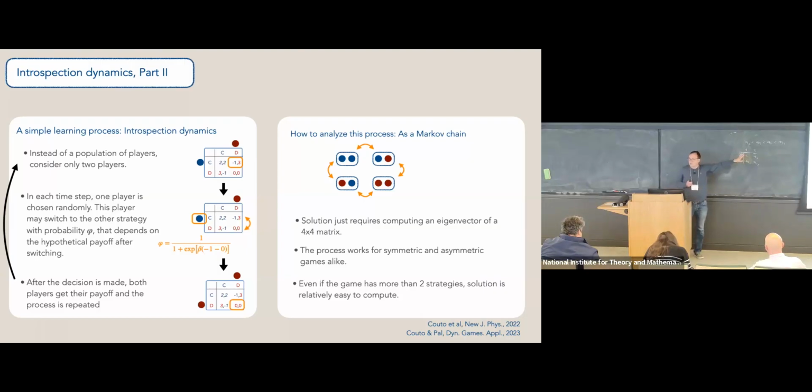It's quite similar to the pairwise comparison process, for people who know that. The advantage is that the pairwise comparison process scales with population size. So if you want to do a Markov chain there, it can be complicated. Here it's always a 4x4 matrix.